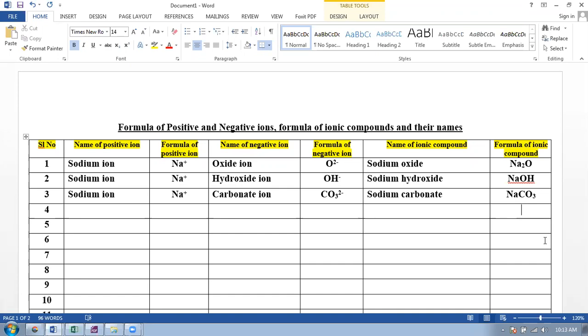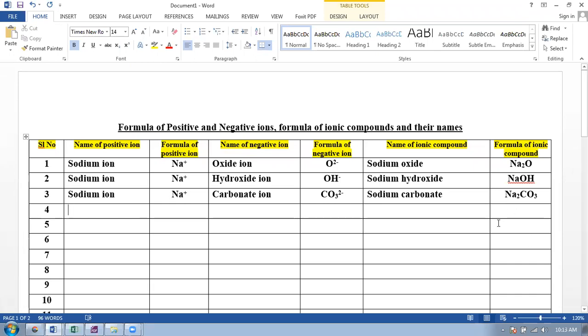Now, interchange the numbers. Sodium has 1 plus, so put 1 after carbonate, and I told you that 1 is not necessary to write. And carbonate has CO3 2 minus. I repeat, 2 minus. Ignore the minus, just put the 2 here after sodium. Interchange. The charge of sodium would go after carbonate, and the charge of carbonate ion would come after sodium. So Na2CO3. And ignore the plus and minus. Now this is the formula of the ionic compound.